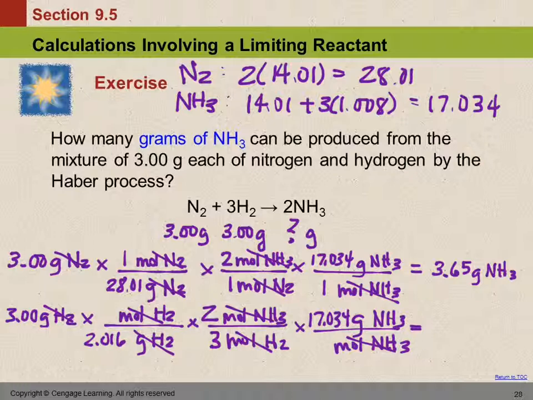3 divided by 2.016 times 2 divided by 3 times 17.034. 16.9 grams of ammonia.